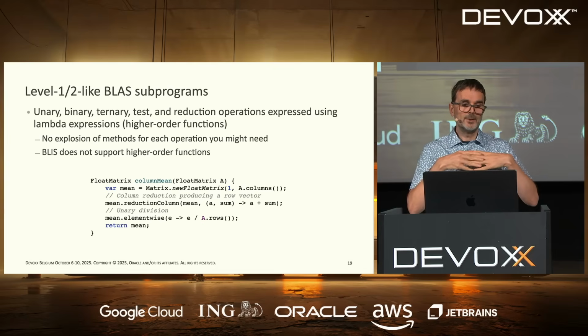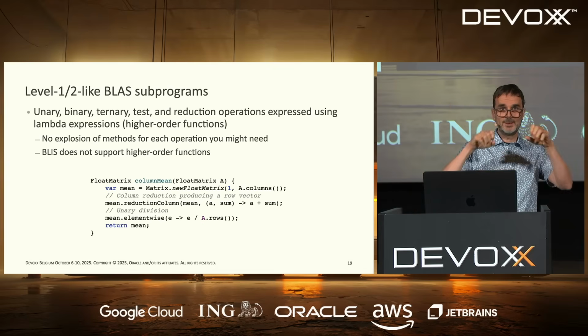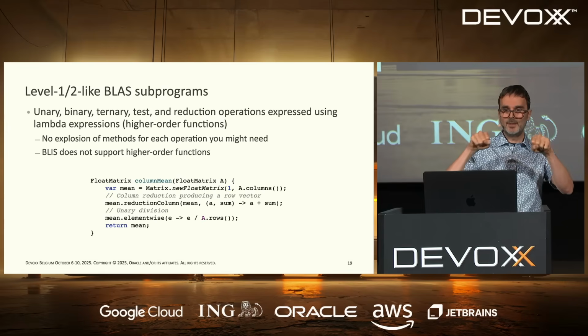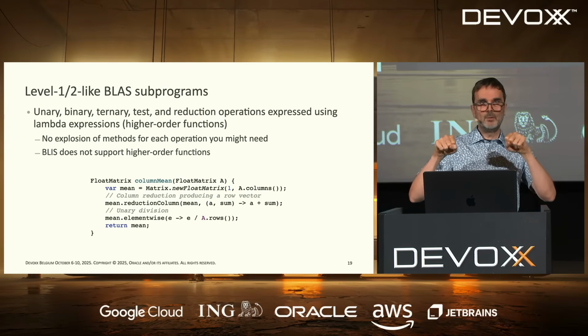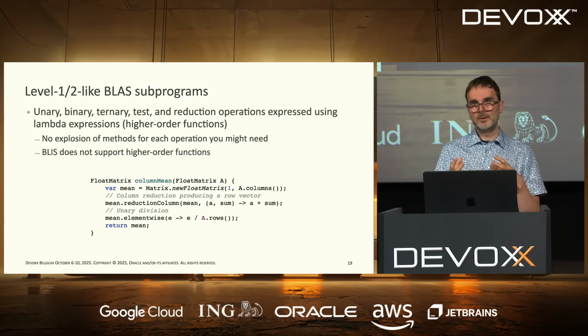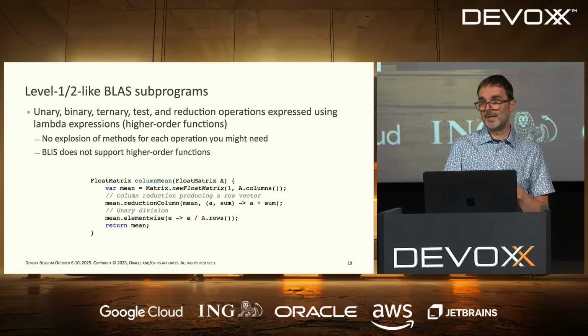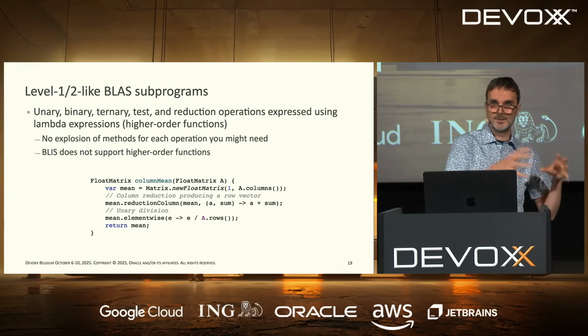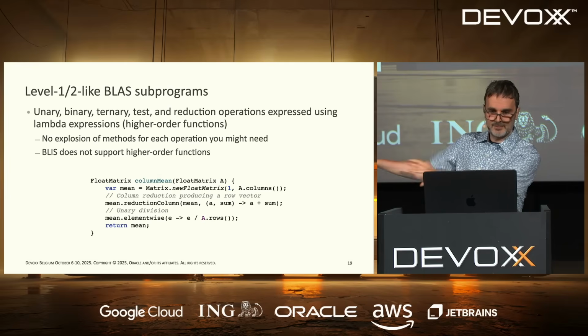And by using this, we don't have an explosion of methods. Say we wanted to add the elements of two matrices together. We don't have to have an add method, a sub method, a mul method, and so forth and so on. We can express the intent using a lambda expression. And of course, Bliss does not support higher order functions, so we can't do this in Bliss. We can use Bliss for the stuff it supports.